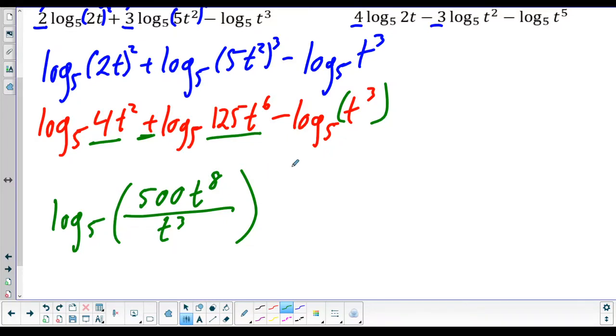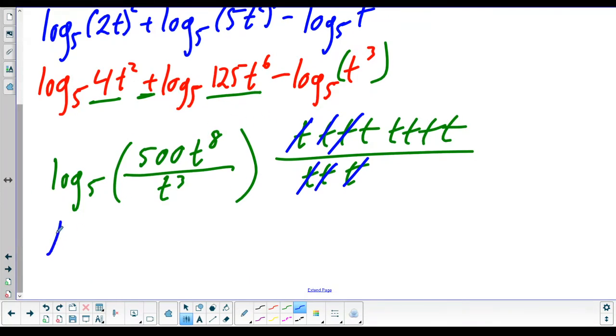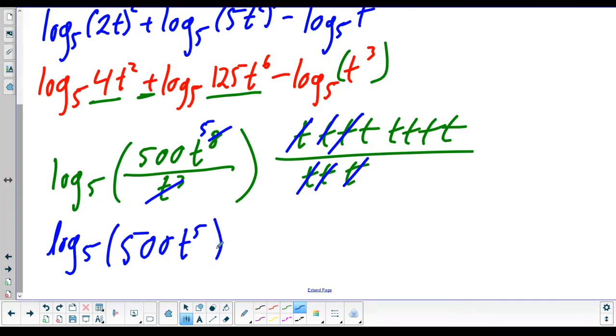So that's like having 8 t's on top, right? T, t, t, t, t, t, t, t over 3 t's. So this t cancels that t cancels that t cancels that t. Bob's your uncle. We've got 5 left. So this is log base 5. Those 3 cancel with 3 of those and leave us 5 over 500 t to the 5th.